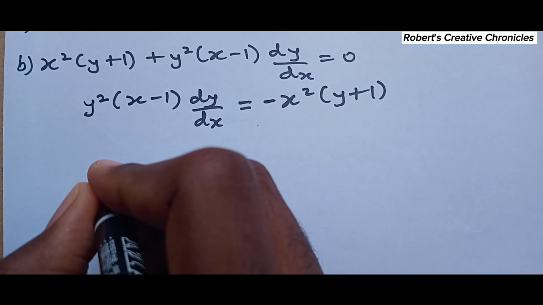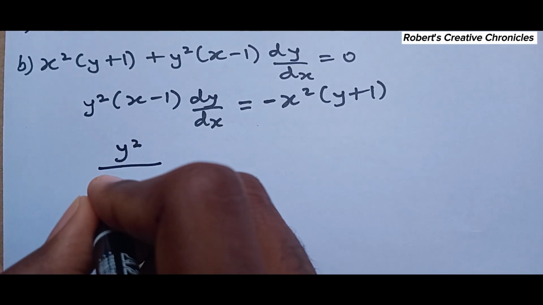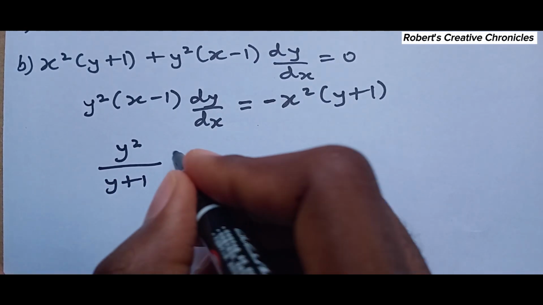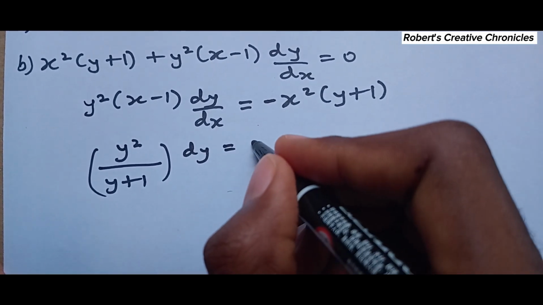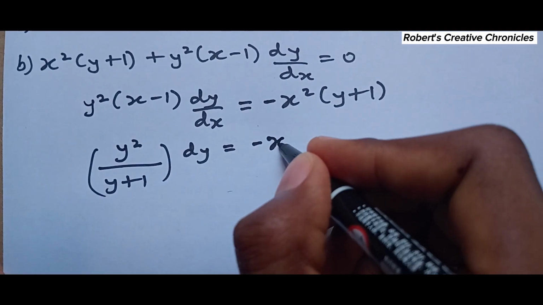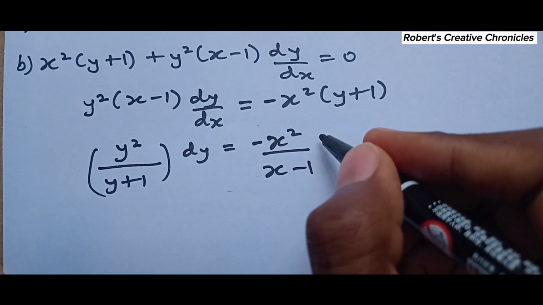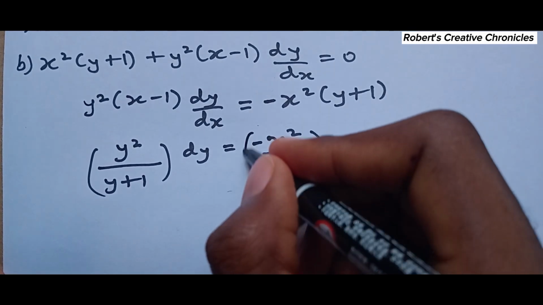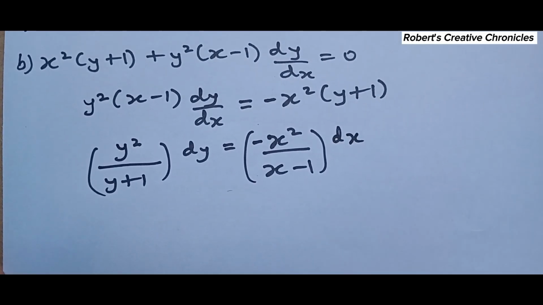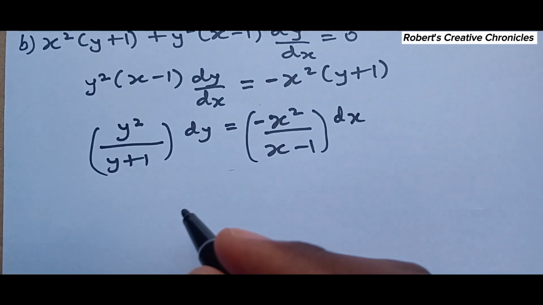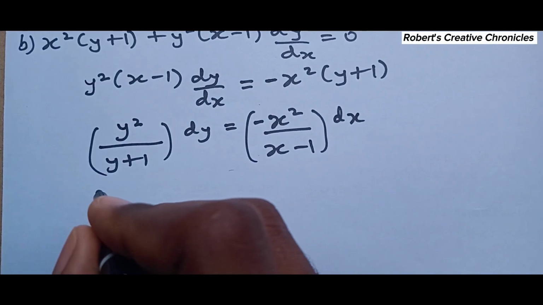So if we divide first by y plus 1, it becomes y squared over y plus 1 dy minus x squared over x minus 1 dx. So we have successfully rearranged it. And now we will integrate both sides.